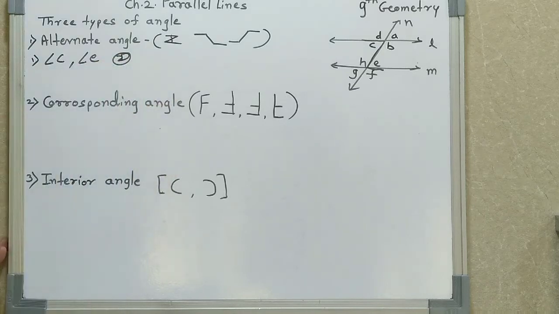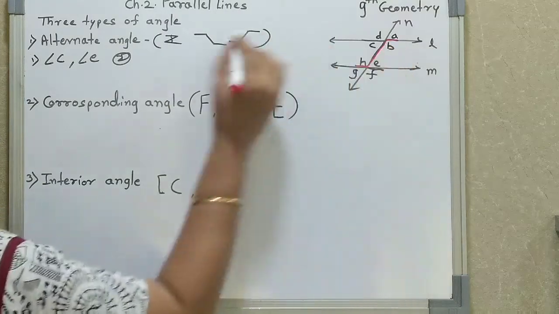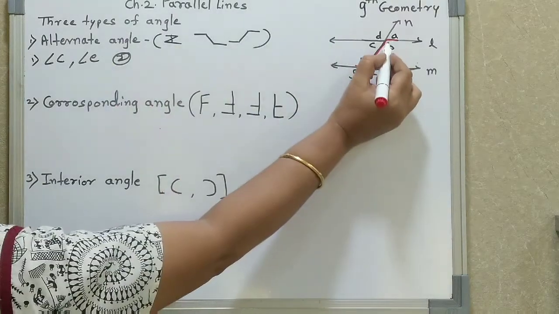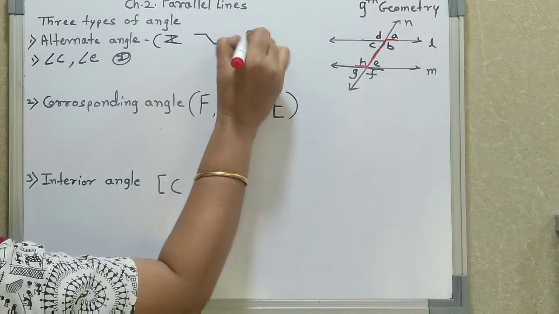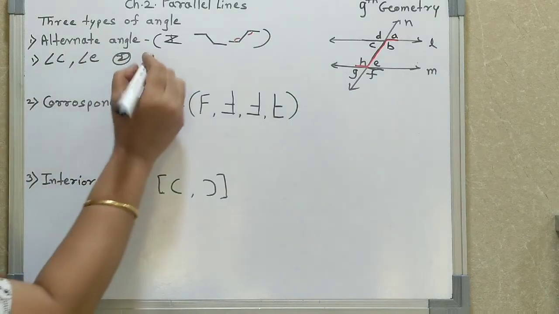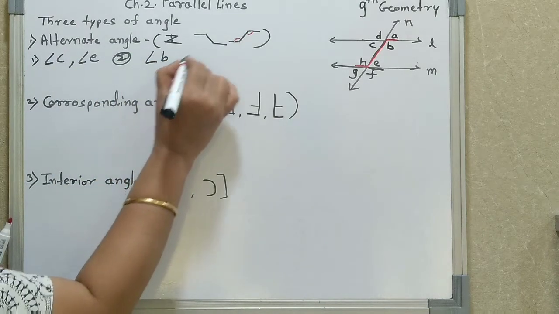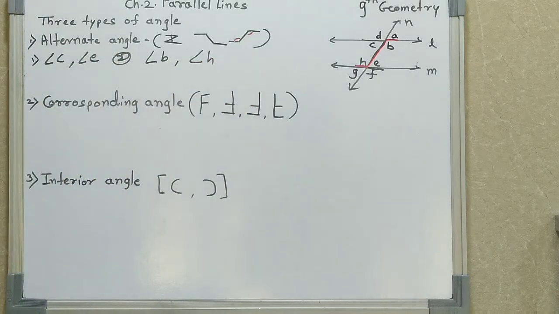Now the second pair. See the second pair here. This shape, another this shape. So this type of shape. So angle B and angle H, this angle and this angle. So I write here angle B and angle H. So these are the two pairs of alternate angles.